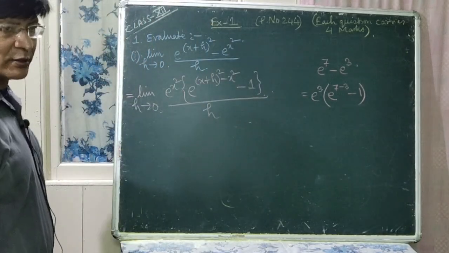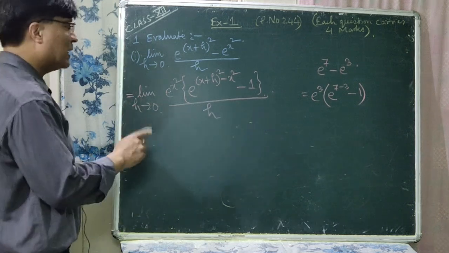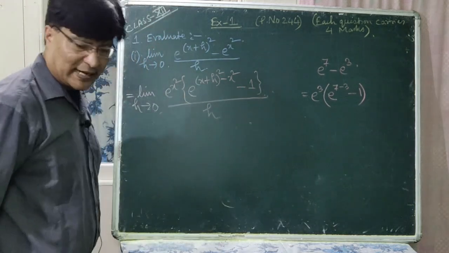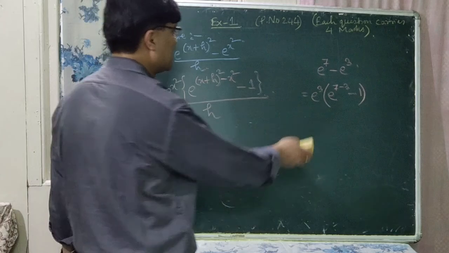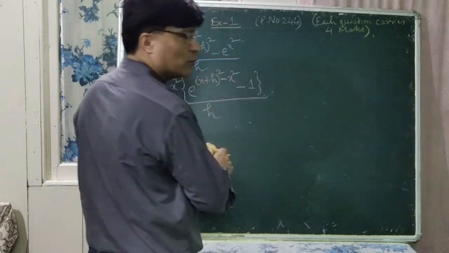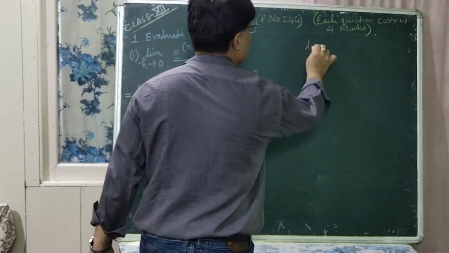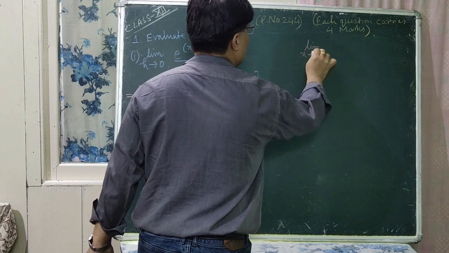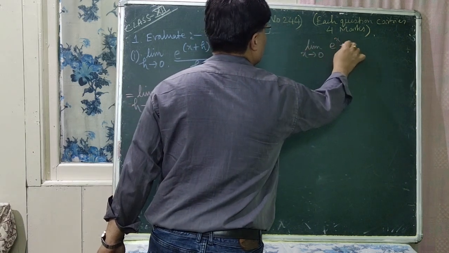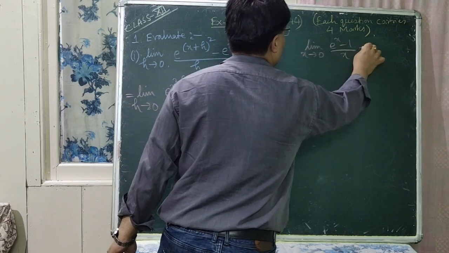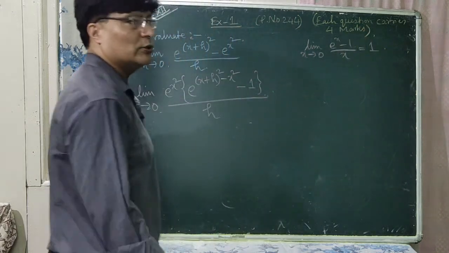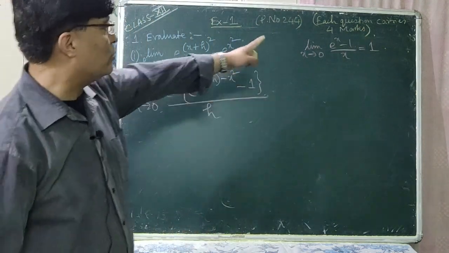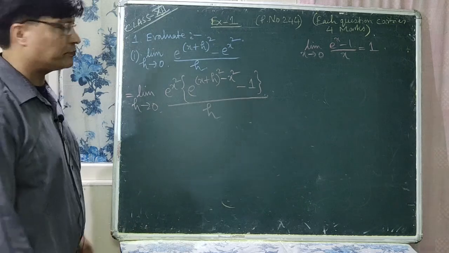So I think you have understood it. Okay. Now you should convert it into a standard limit. So what is that standard limit? In this case, we can use the standard limit, that is limit x tends to 0, (e to the power x minus 1) whole divided by x is equal to 1. So we can use this standard limit out here.